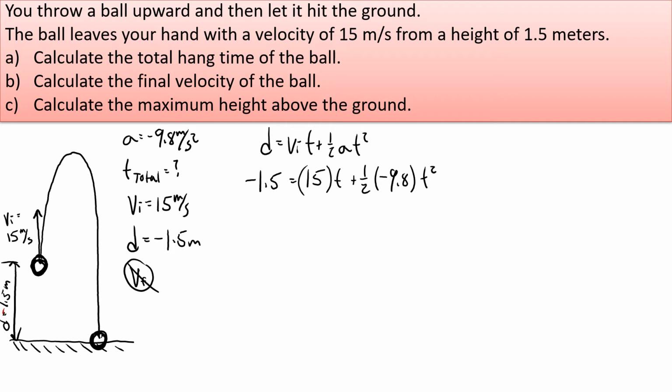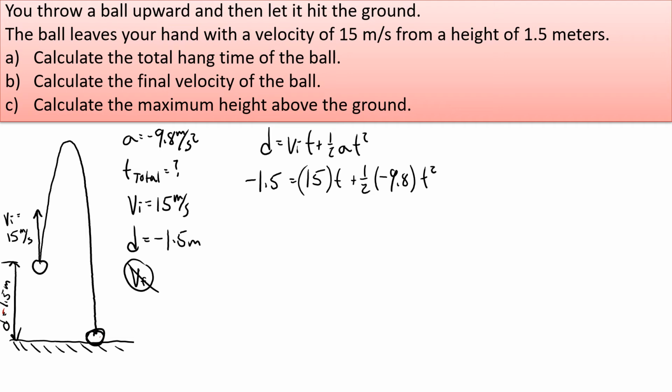The only other thing I would point out again is you could do the whole thing and get the wrong answer if you don't make this displacement negative. I'll say it one more time. Remember, we started above the ground and then we ended up going downward. We went below where we started. The displacement is down, negative 1.5 meters. It's important that you make that negative.